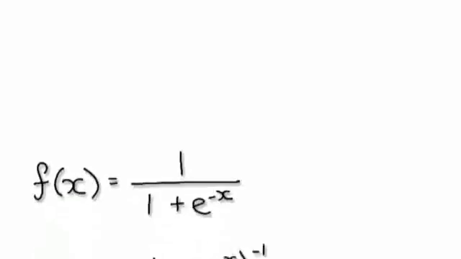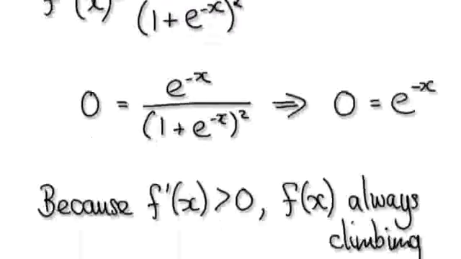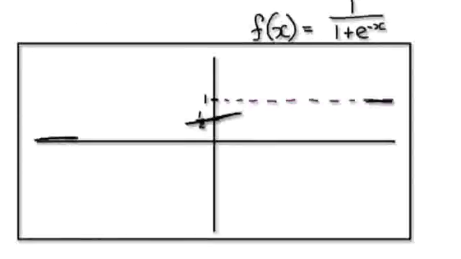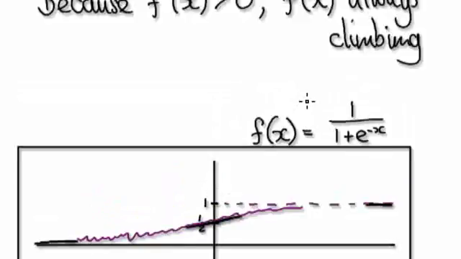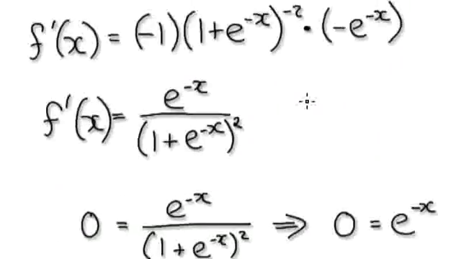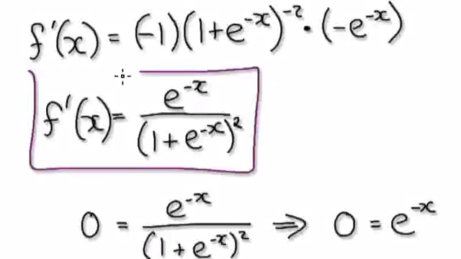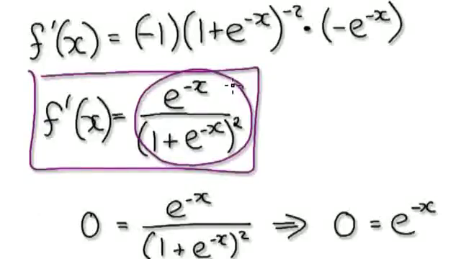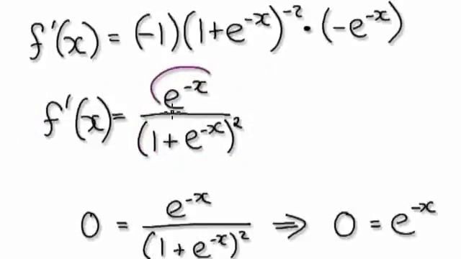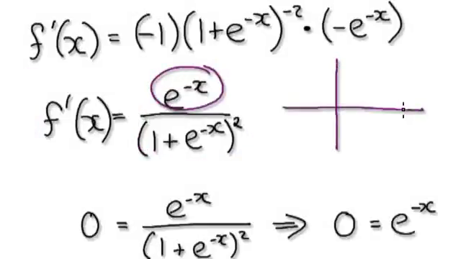Following on from the previous video, we've established that our function is always climbing. The reason we know it's always climbing is that the first derivative is always positive, always greater than zero. If you look at this graph here, it will look like this.